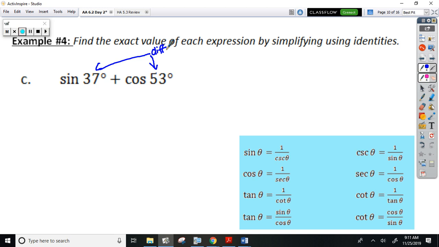Would you like to change the 37 or the 53? It doesn't matter. Okay, next on 37.